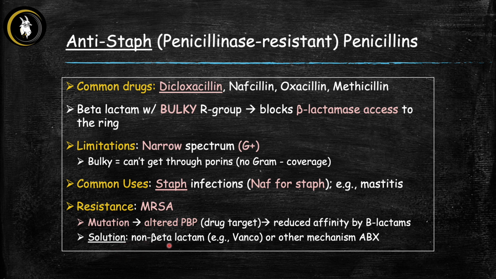We have to use a non-beta-lactam cell wall inhibitor, such as vancomycin, or we have to use antibiotics with completely different mechanisms, such as the anti-folate antibiotics or the ones that inhibit bacterial ribosomes, and I'll cover those separately in a different video. But the point here is that MRSA is going to be resistant to these antibiotics and all beta-lactams because their main mutation is altering the drug target, which is penicillin binding protein.